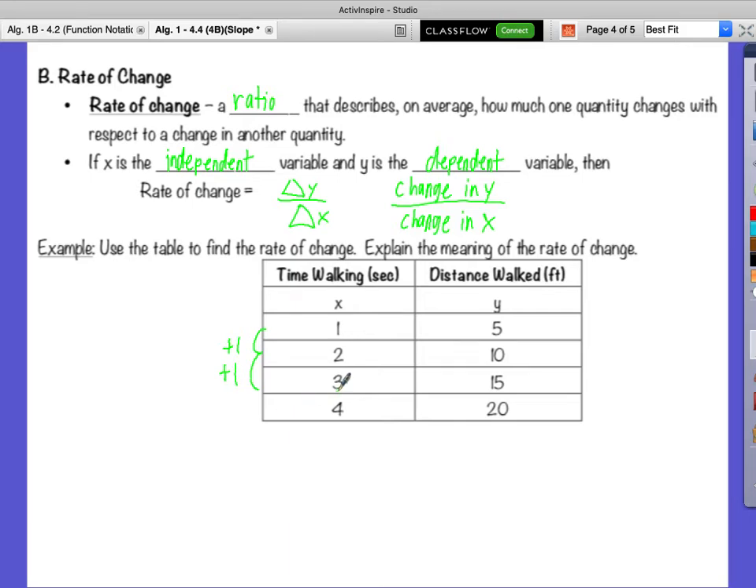Adding 1. How much is changing from 3 to 4? Adding 1. So every time we're adding 1 second. Okay. Well, how much distance are we walking? How many feet are we adding from 5 to 10?